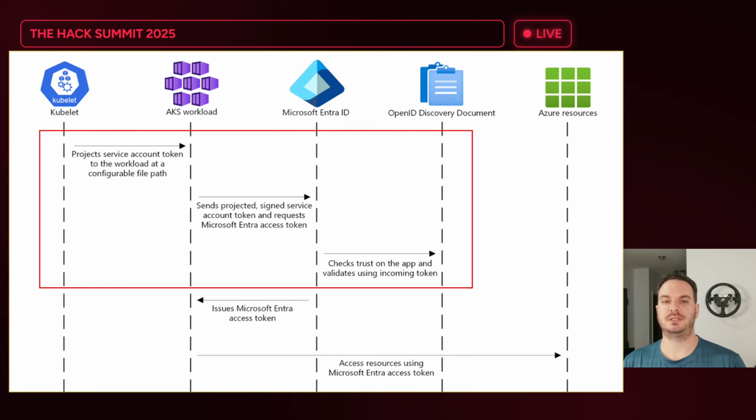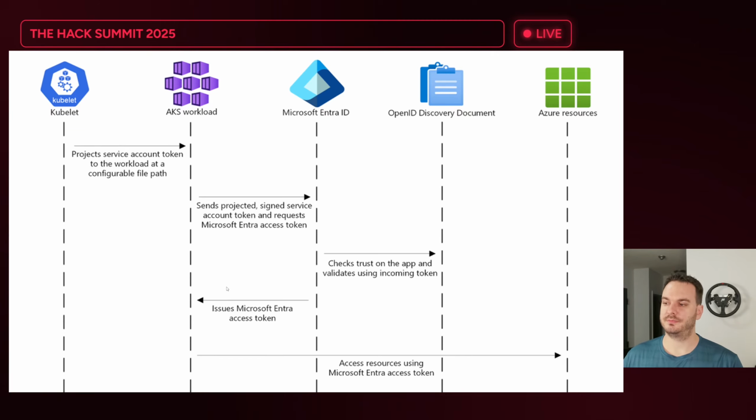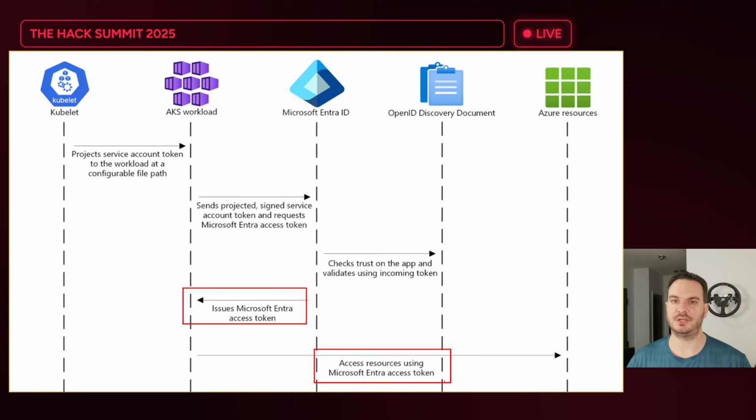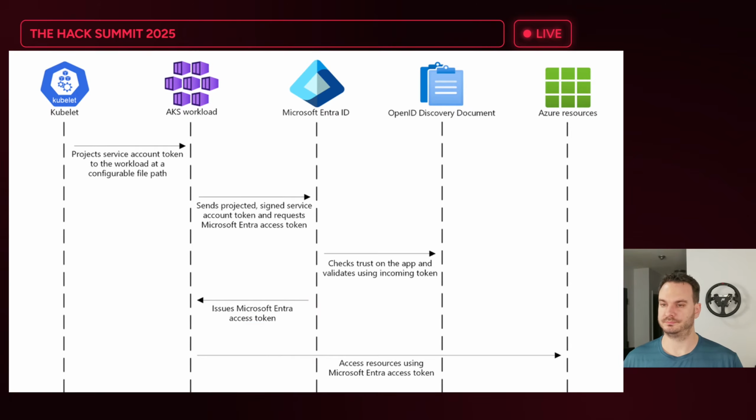then Entra uses the OIDC connection to check if this token is valid. If the token is valid, then it will send back an Entra access token, and then our application can use this Entra access token to access other Azure services, for example, a database. With this approach, we have the identities, we can give permissions to the identities, and we don't have to manage any passwords.